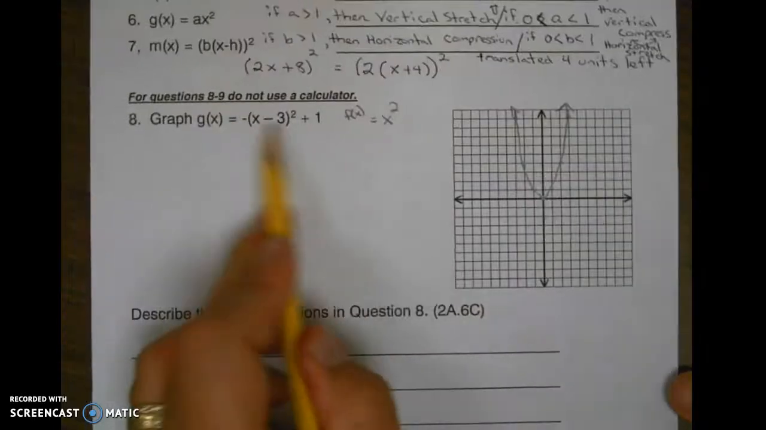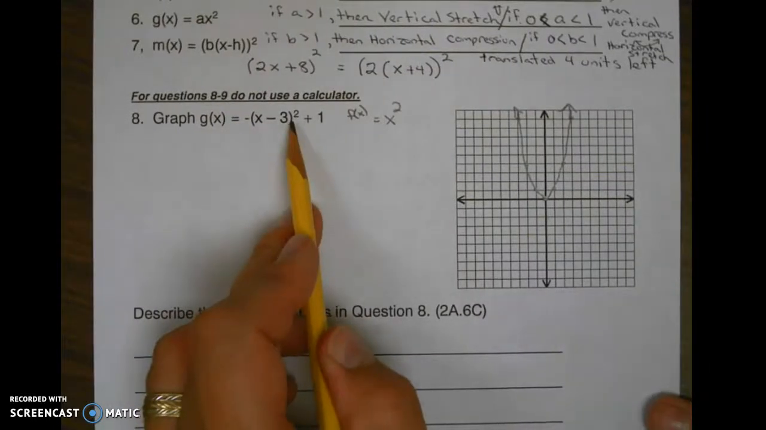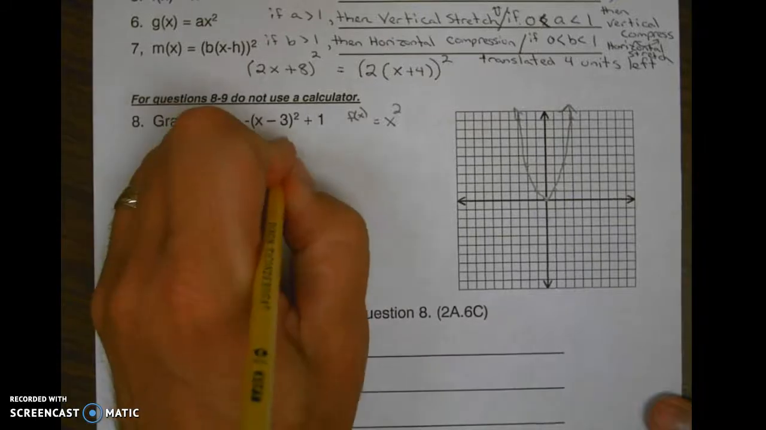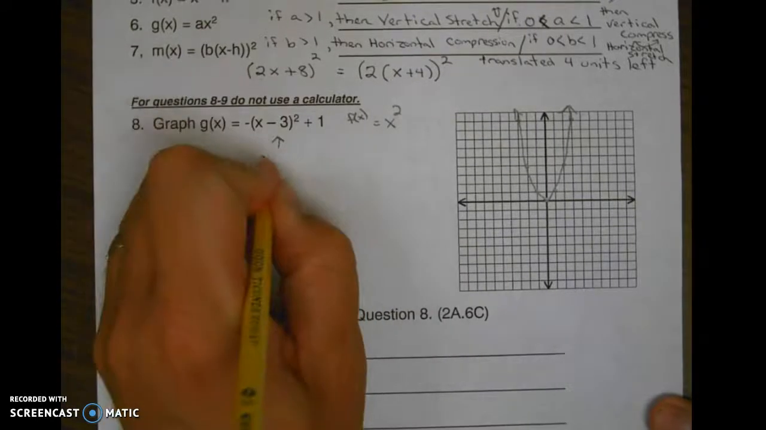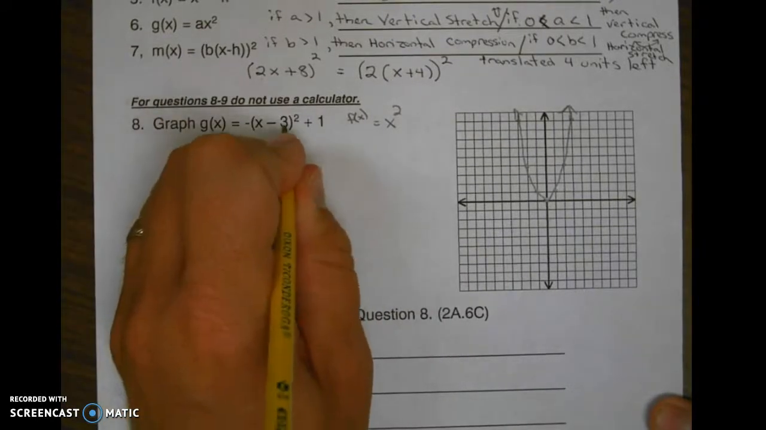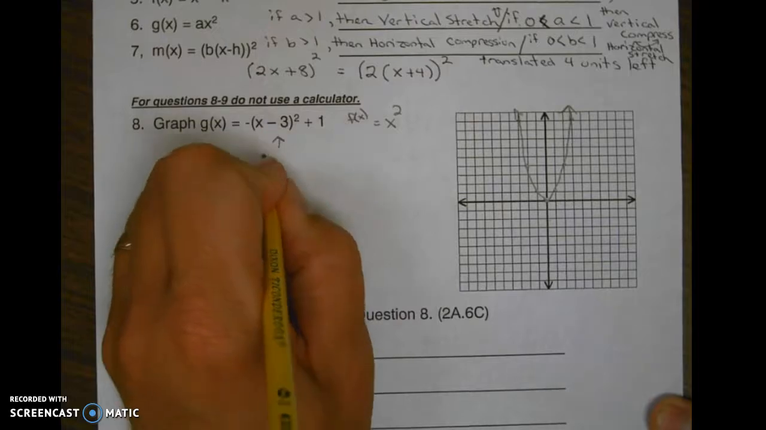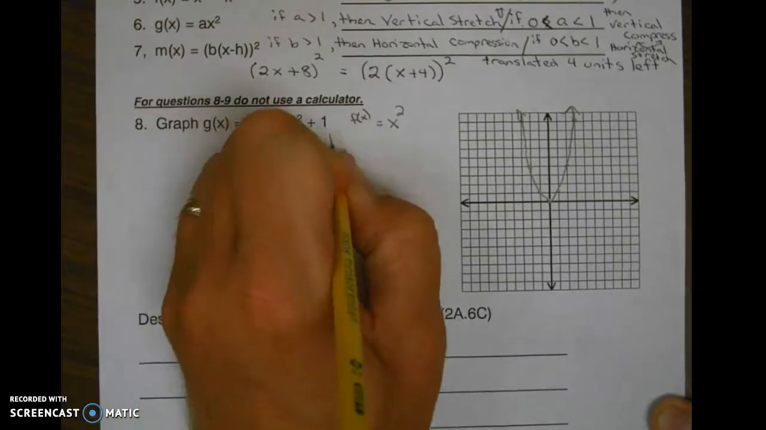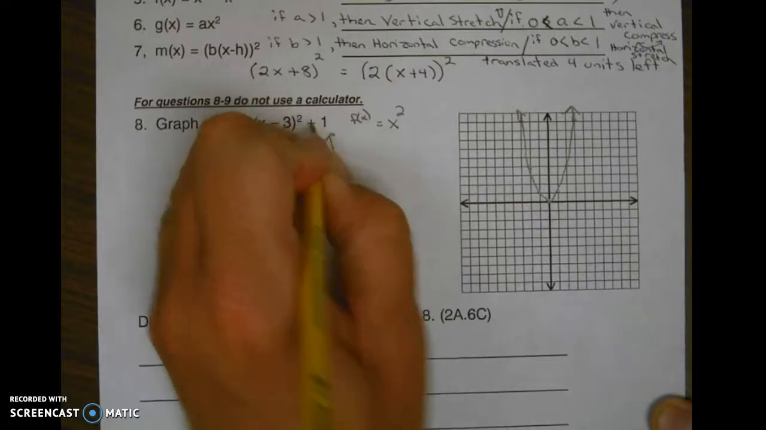And we're going to use this transformation. So when you transform, we're going to use the translation first. So we have 3 units translated, 3 units to the right. So we're going to go 3 right. And it's translated 1 unit up.